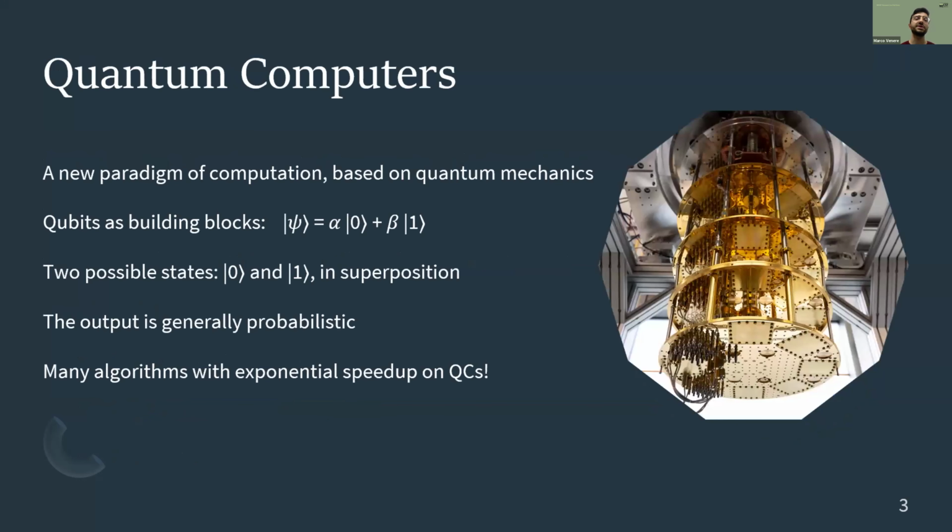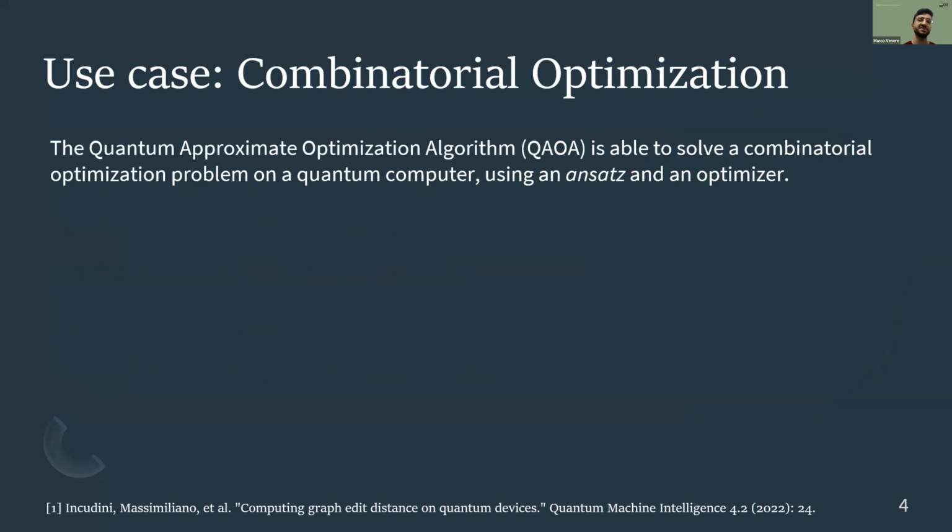And today, we will talk about quantum computers. They exploit laws of quantum mechanics to achieve a super polynomial speedup with respect to classical computation. In particular, the unit of information is the qubit, which may stay in two possible states at the same time, thanks to the superposition principle. This principle, together with other effects like entanglement, allows us to get exponential speedups in a lot of interesting use cases. And today, I will talk about one of these use cases, which is combinatorial optimization.